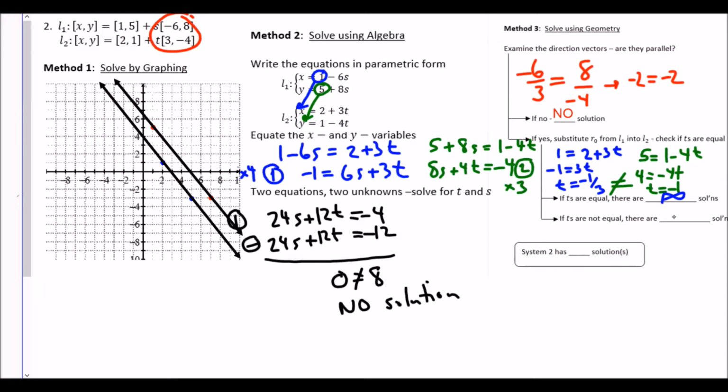If the t's are not equal, there are no solutions. So here, system 2 has no solutions. So 3 different ways of doing it. This is the most inaccurate way, but let's continue.